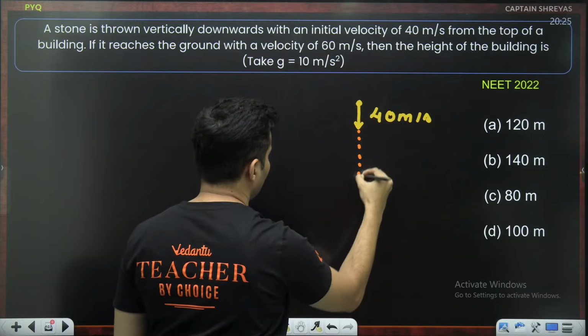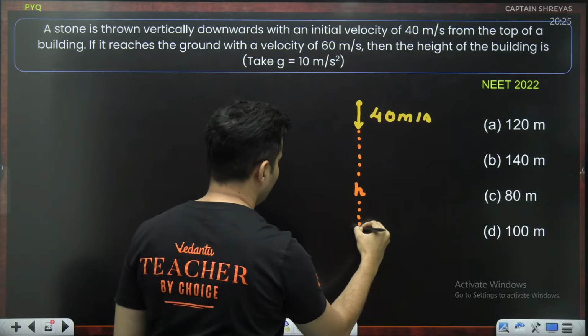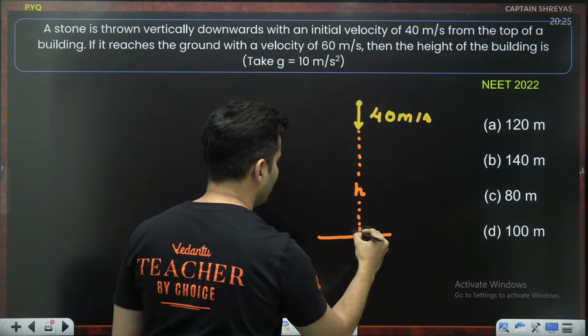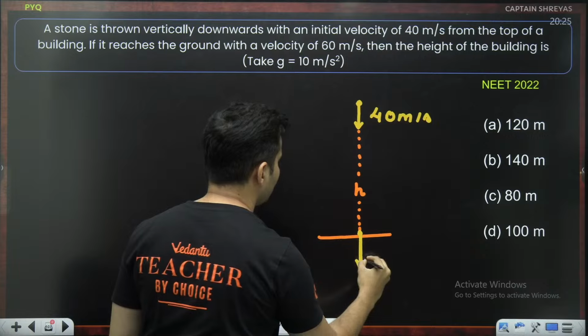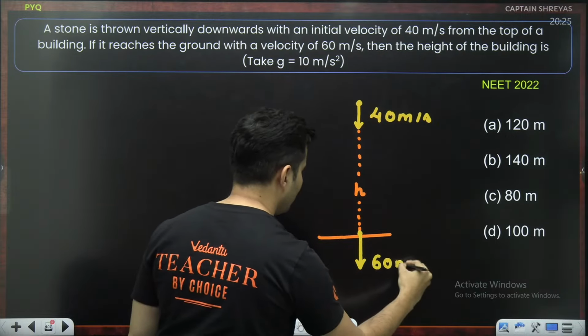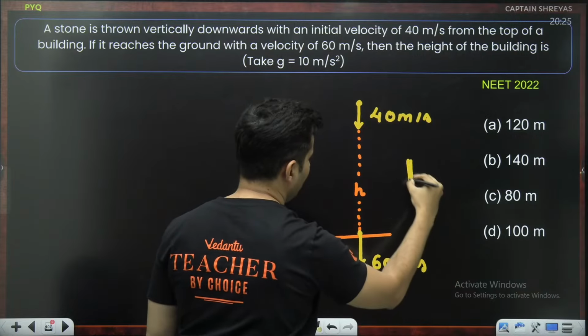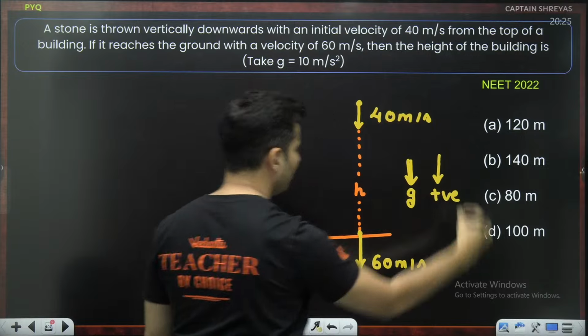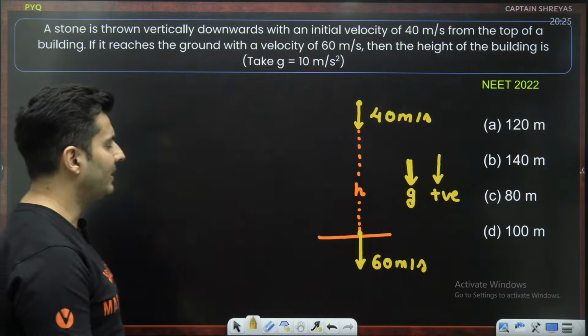And what happens because of that? It falls down by some height, which we exactly do not know. And this is our ground level. And it hits the ground with a much larger speed, of course. What speed does it hit? 60 meters per second. And during this journey, I know g is down. I can also take downwards as positive for simplicity. The question is, find this height.